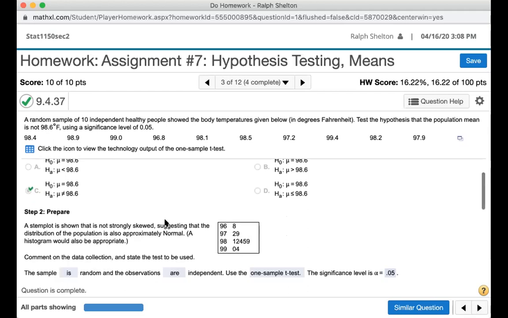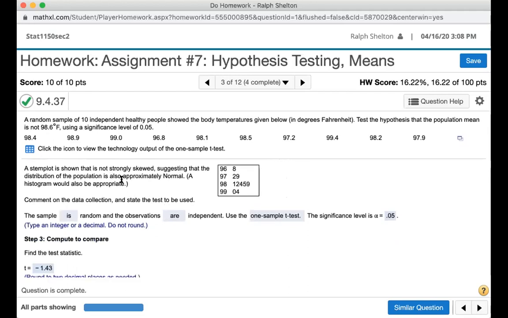Step 2, a stem plot is prepared. A stem plot shows you the data. We had a data point with a temperature of 96.8. We had a data point that was 97.2, another that was 97.9, etc. At 98 degrees, we had 5 different data points that were 98 point something. One of them is 0.1, another 0.2, another 0.4. That's how you do stem plots.